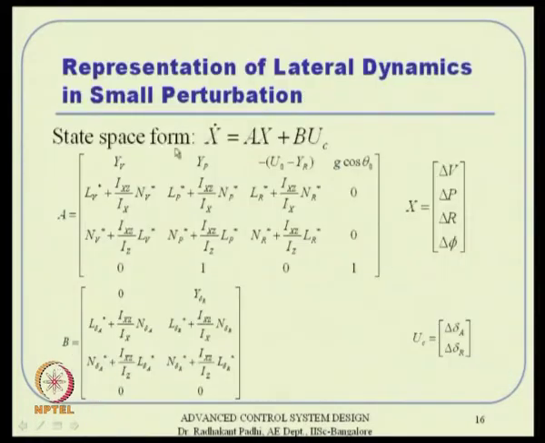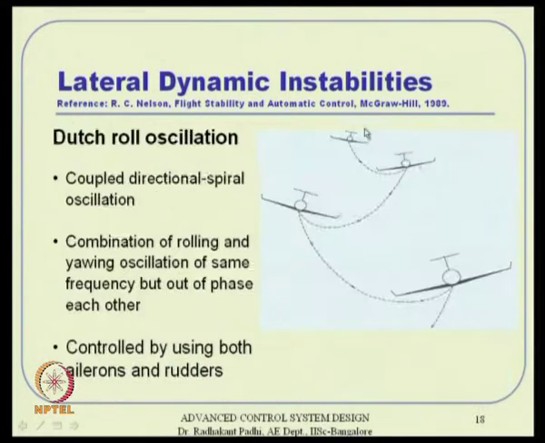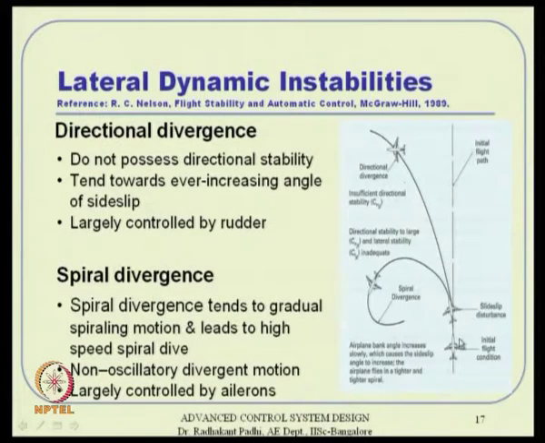And then the analysis of this particular motion leads to several phenomena, and one of them is directional divergence. That means it does not possess directional stability. So, the side slip angle keeps on building, it will slowly deviate from its intended path, and that is called directional divergence. And then you have spiral divergence. That means it is a gradual spiraling motion, and the aircraft not just has a side slip angle, it also rolls. So, it kind of goes through the spiral divergence in a fast way.